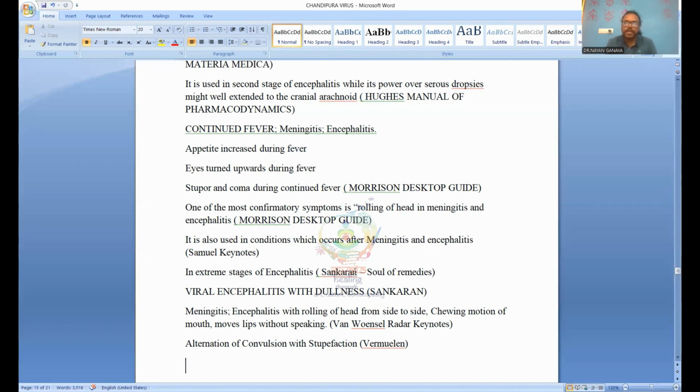Meningitis, encephalitis with rolling of head from side to side. See, I have said that multiple materia medica have confirmed this symptom. That is what is written by Van Wozel Radar in Keynotes. Meningitis, encephalitis with rolling of head from side to side. Chewing motion of the mouth, moves lips without speaking.